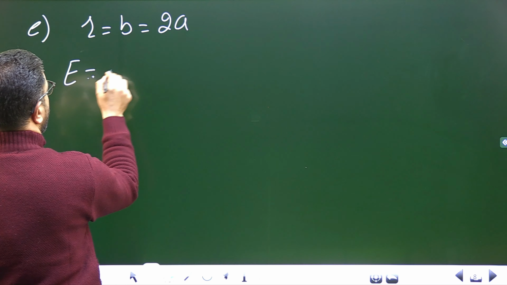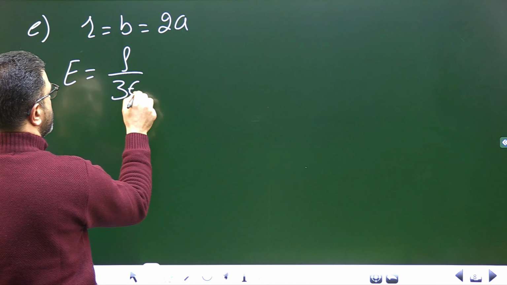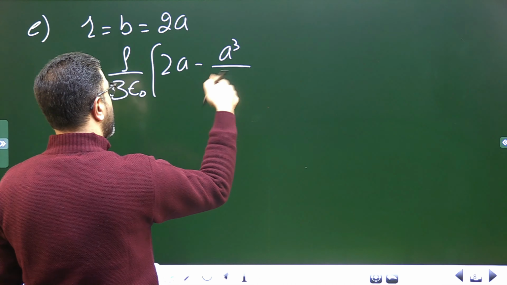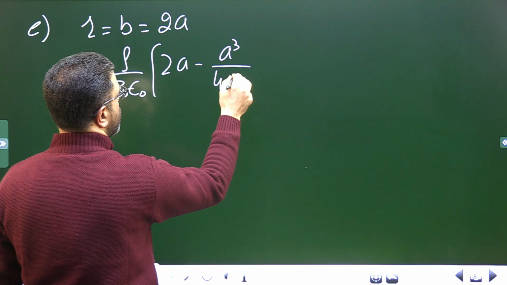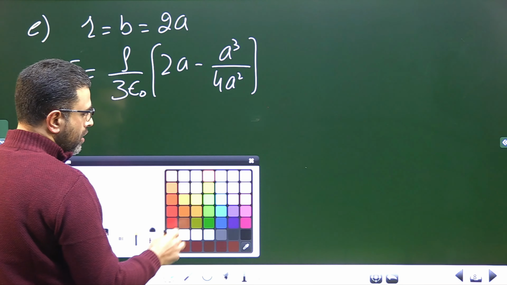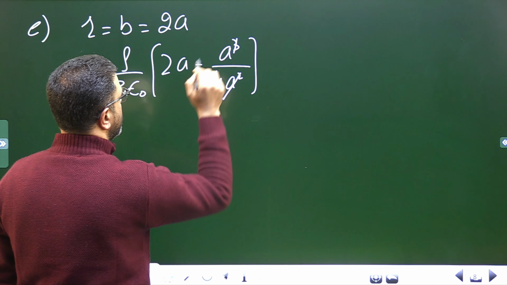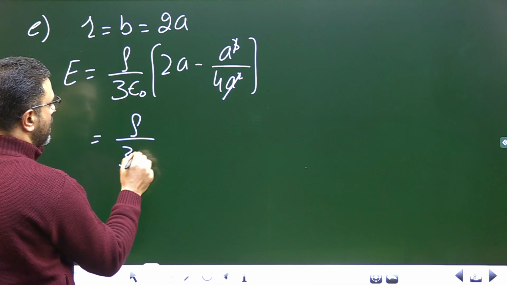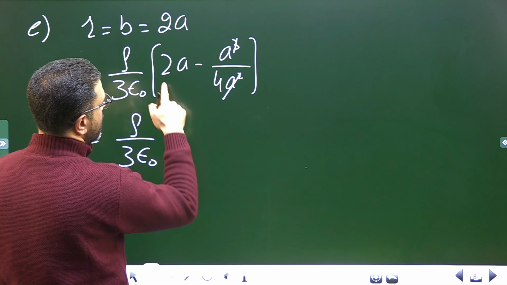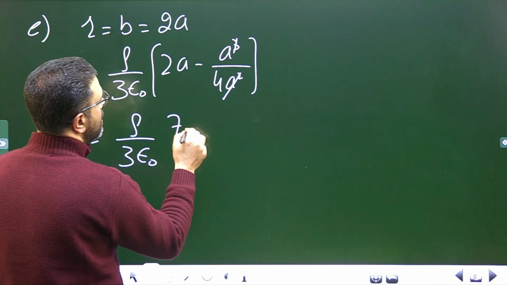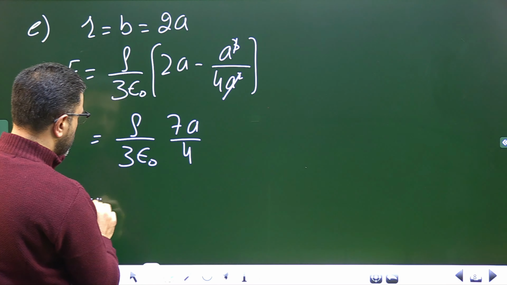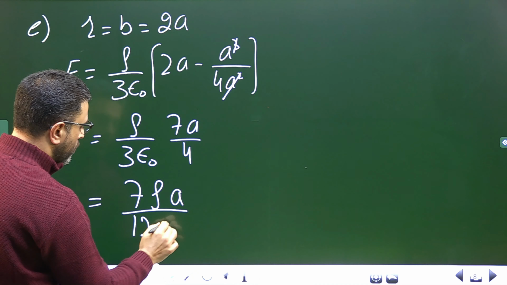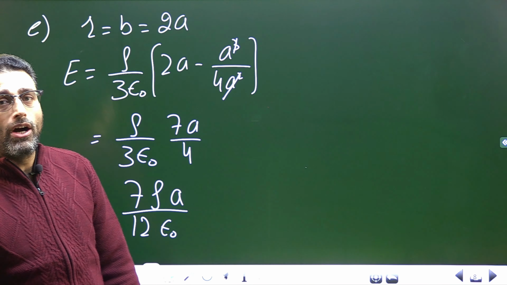So E is equal to rho divided by 3 epsilon 0 times R, which is twice A, minus A cube divided by R square, that is 4A square. Something is cancelled, A square gets cancelled out, so we have A divided by 4 here. This is rho divided by 3 epsilon 0, 4 into 2 is 8, 8 minus 1 is 7, 7A divided by 4. So this is 7 rho A divided by 4 into 3 is 12, 12 epsilon 0. This is the field at the outer surface.